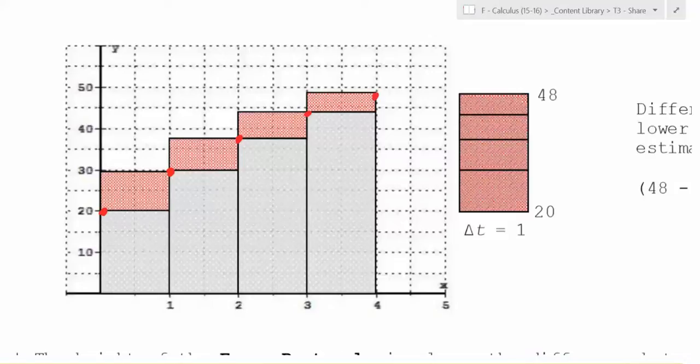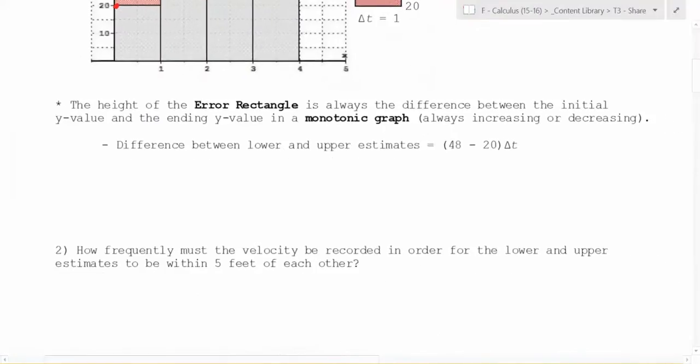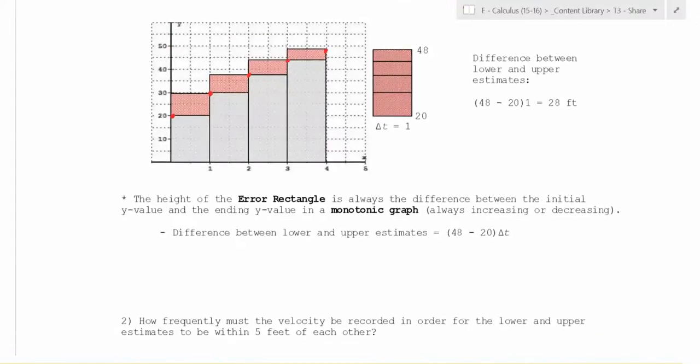So what's the height? 48 to 20. What's 48 minus 20? 28. So right now, the error is 28 times 1. If I change the n to 8, it would be 28 times 0.5, which would be 14, so it's going down. The more divisions you have, the error goes down, the maximum range here. So if I changed n to 8, the delta t changed to about 0.5. So it would be 0.5 times 28.